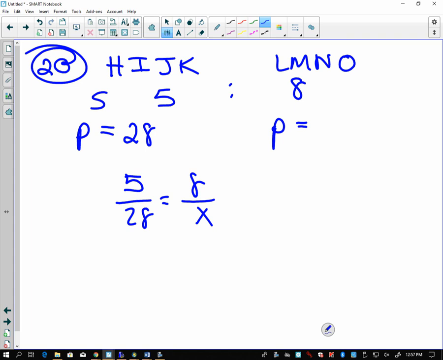Now, if they were saying the ratio of my sides is 5 to 8, the area of HIJK is this, what's the area of LMNO? That would be different. We would take that ratio of 5/8 or whatever we had, and we would have to square it. But perimeter is 1-to-1 with the ratio of our sides. Does that make sense? So, 28 times 8, what is that? 224 divided by 5, 44.8. Because we're just making up numbers, that still works for us.